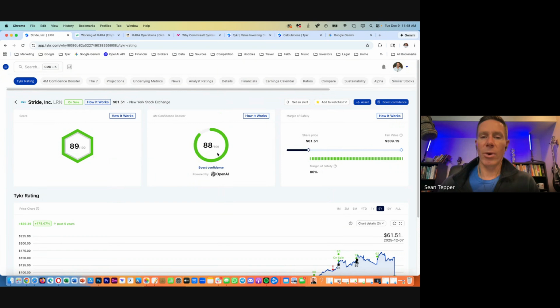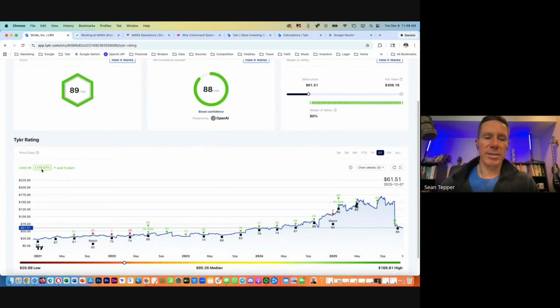88 on the 4M. Share price, 178 over the last 5 years, but we see this massive drop. And I'll speak to that right now. So the reasons were, number one, poor guidance. Again, what we think will happen in the future, not what did happen, which drives me crazy. But then there's a class action lawsuit related to teachers' licenses, and then inflated subscription numbers.